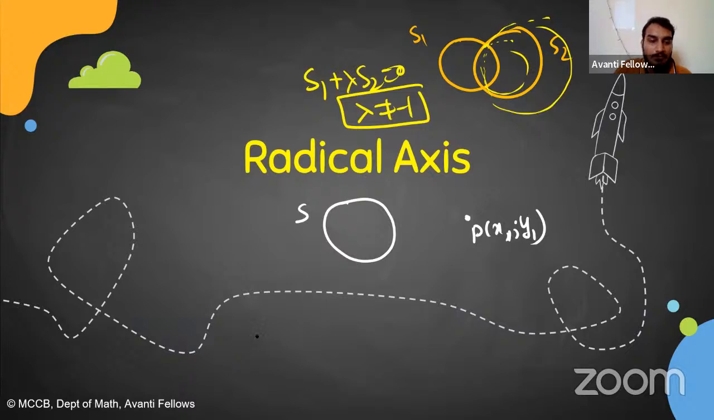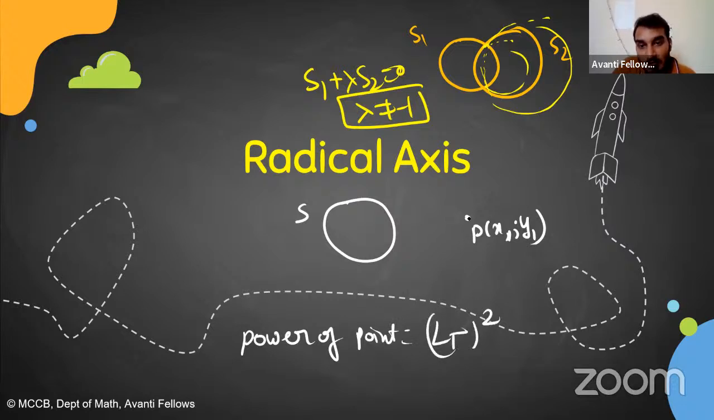Power of a point means, what is power of a point? Length of tangent's whole square. Means from point P you draw a tangent, and the length of this tangent is, let's say, LT. So length of tangent squared. And what is the length of tangent? Length of tangent is nothing but under root of S1 only.